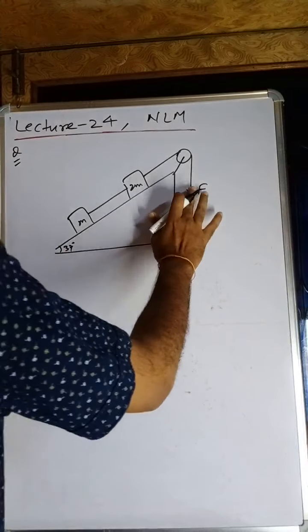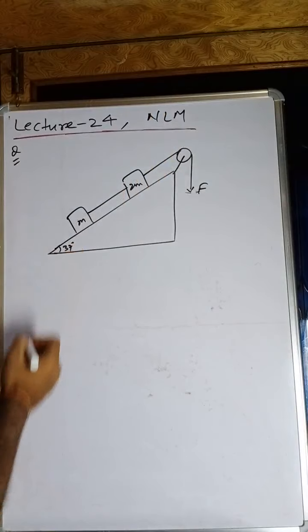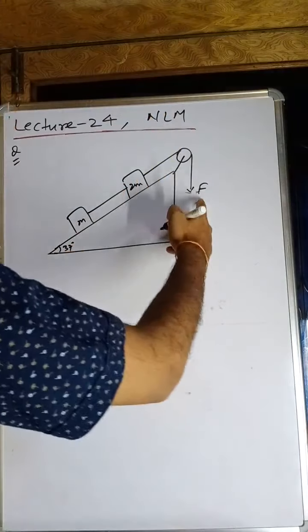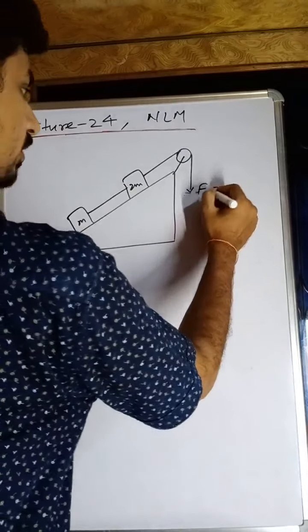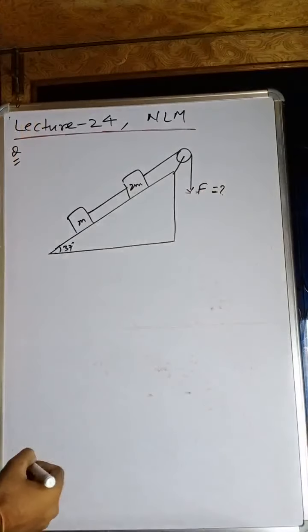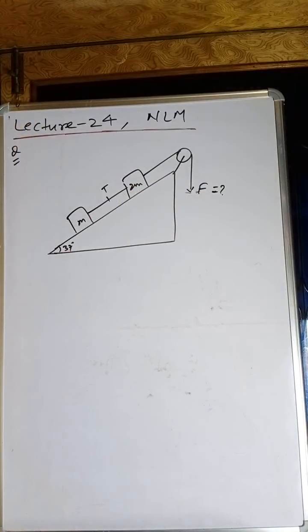Remember, if we remove this force, what will happen? The system will fall down. It will move down, but we have to find the force required to make the system in equilibrium. First, you have to find the force, and second, you have to find the tension in this string. So how will we solve this type of question? Look here, my dear students.